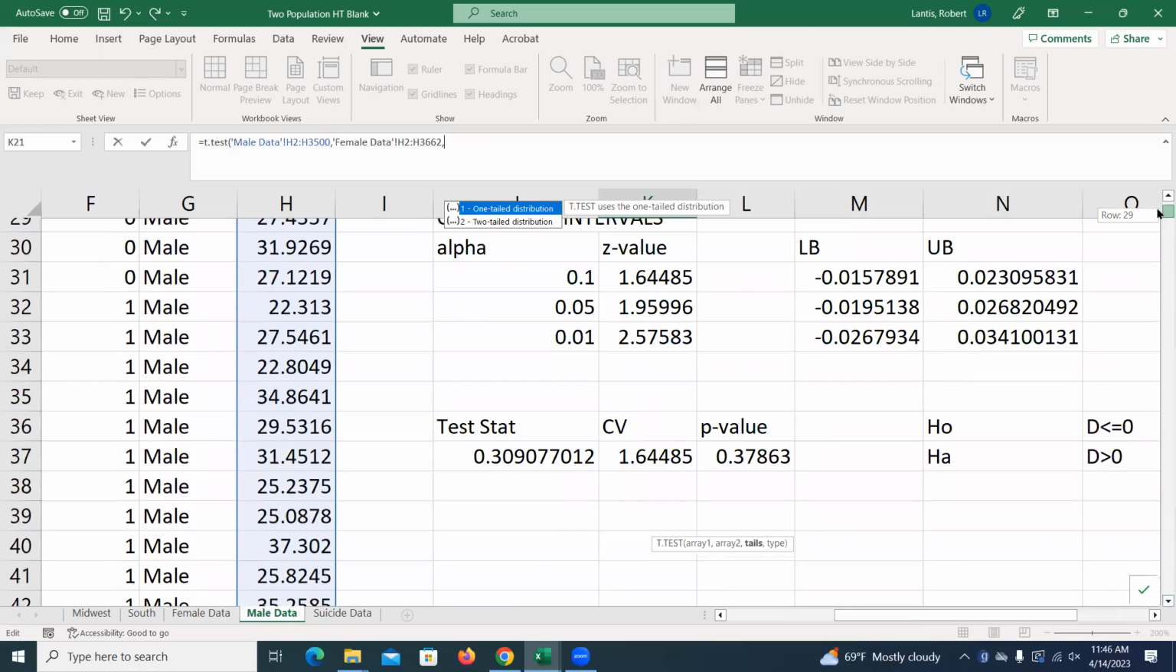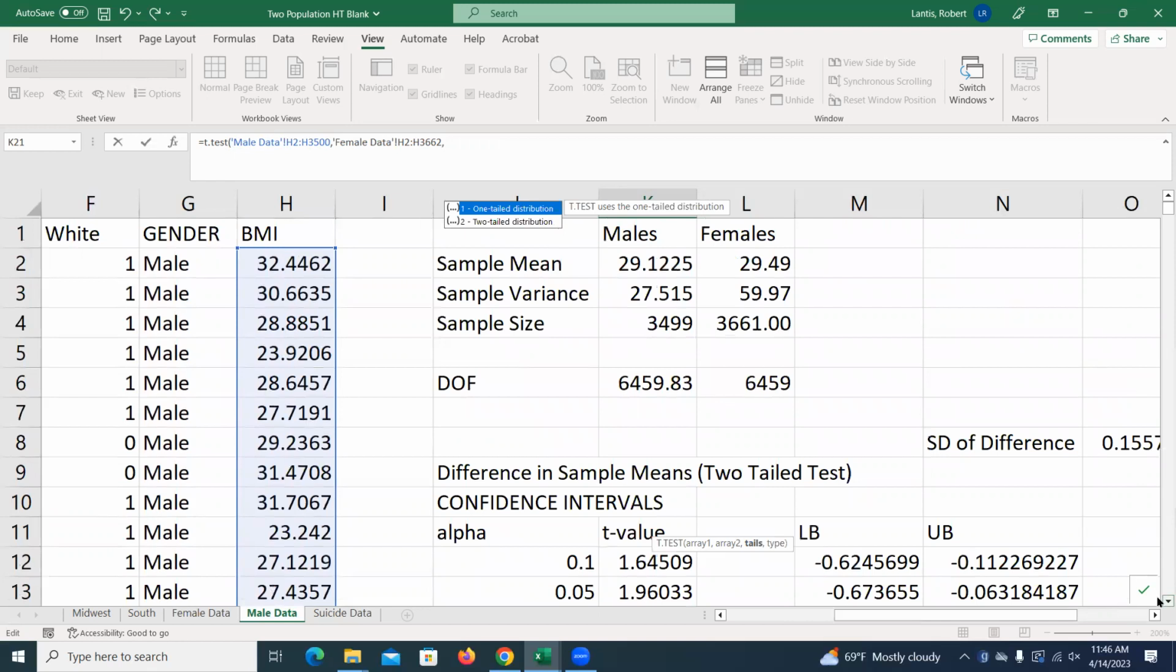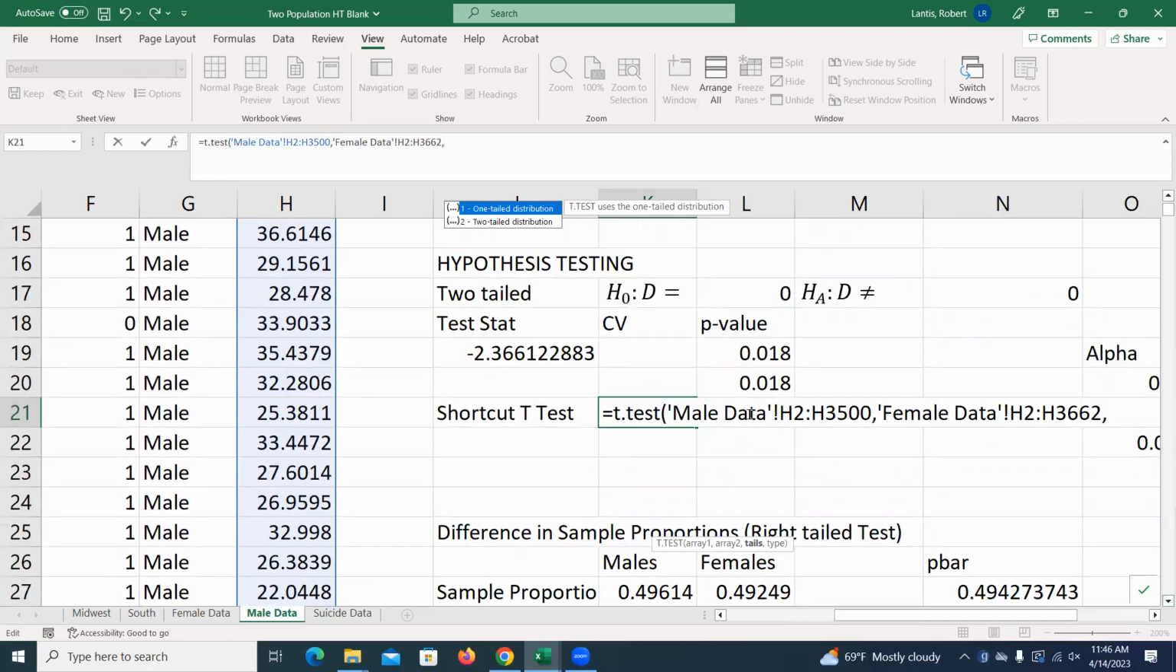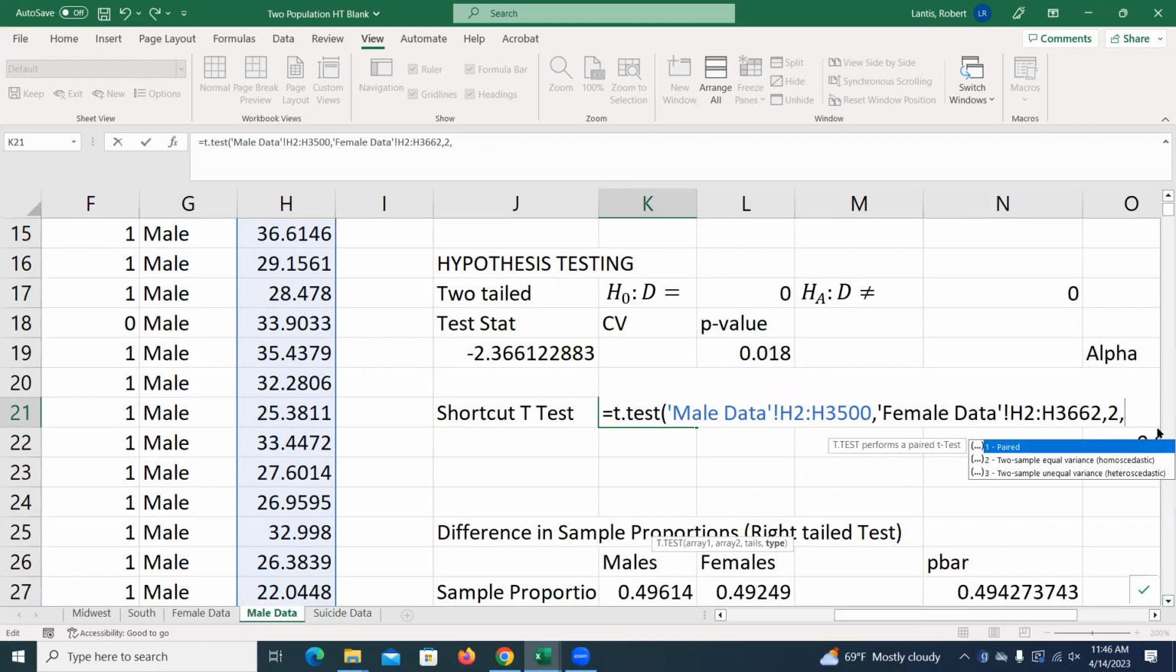Wait, where is this? Oh, there we go. So I've got my male data, my female data. The second or the third thing I'm going to tell it is how many tails are in my test. Well, I've got a two-tail test. And then comma, it's the type of test that I'm doing.